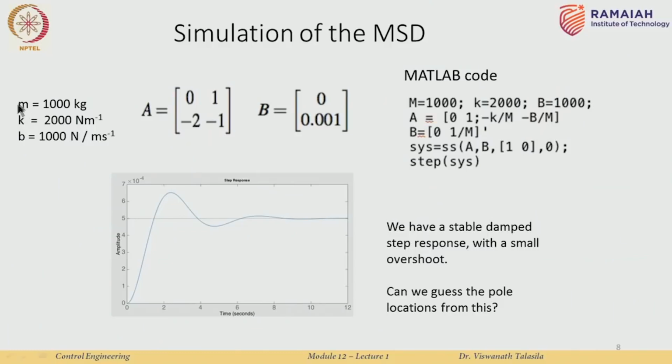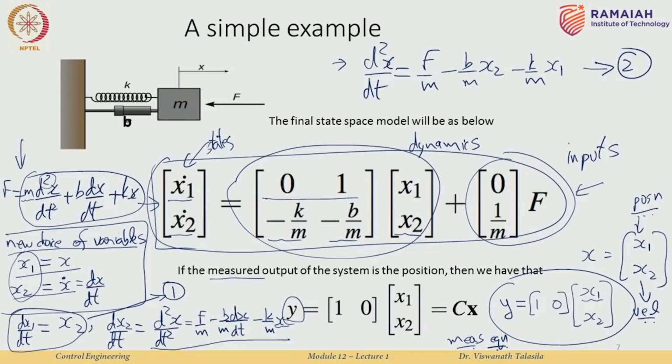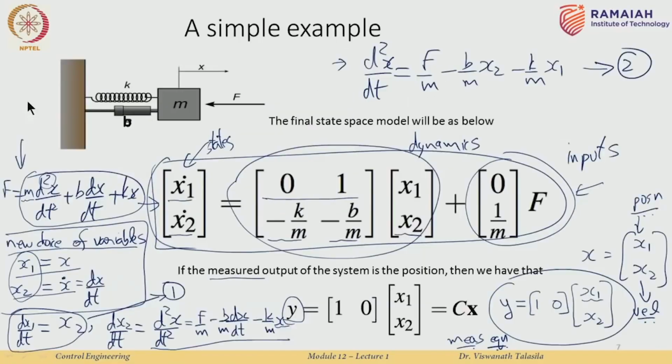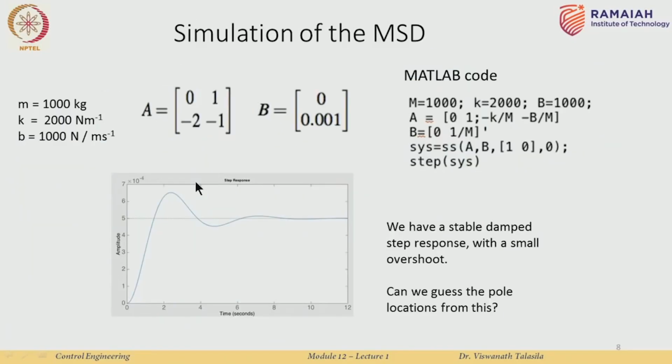So let us say I take mass equal to 1000 kilos, the spring constant equal to say 2000 Newton per meter, and the damping coefficient to be 1000. Now remember my A matrix, this particular matrix over here: 0, 1, minus k by m, minus b by m. It is called the A matrix, and we will see why it is called the A matrix a little bit later. So when I substitute the parameters k, m and b in this matrix, what you are going to get is 0, 1, minus 2 and minus 1.